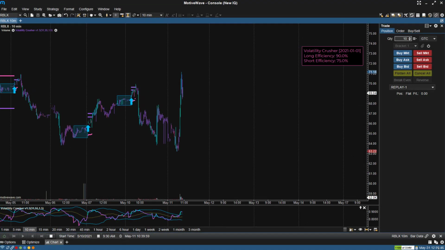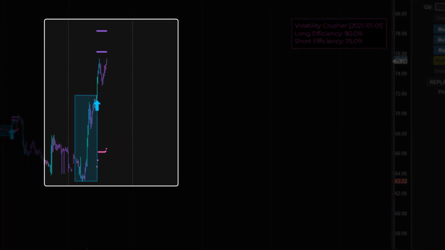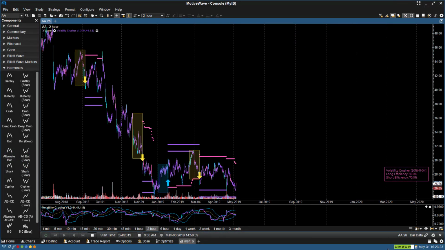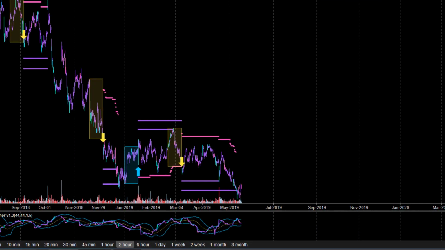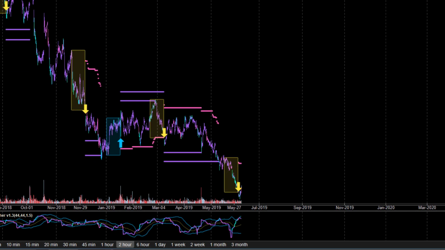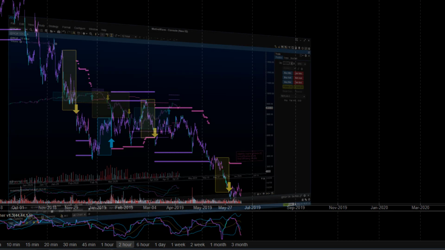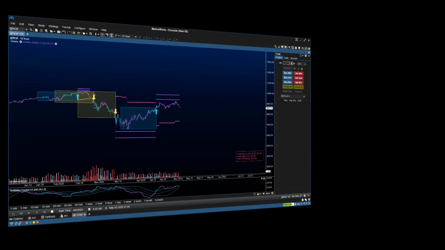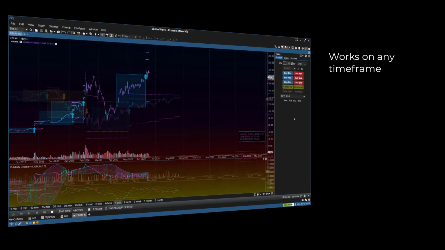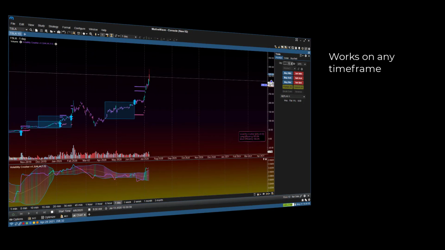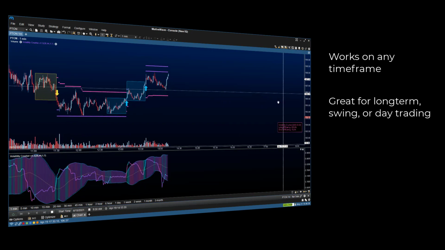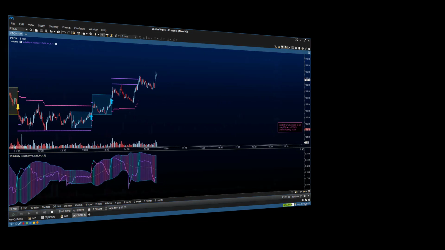Volatility Crusher does particularly well at finding rapidly expanding breakout and breakdown bars from tight compressed areas. It can be used in any market condition with great success, and does particularly well at detecting breakout cycles as charts begin to trend. It's also important to note that this indicator is going to work on any time frame if you set the parameters up correctly. It's extremely adaptable, so whether you're a long-term, swing, or day trader, it's really going to be useful for you and will likely give you a lot of high-probability signals.